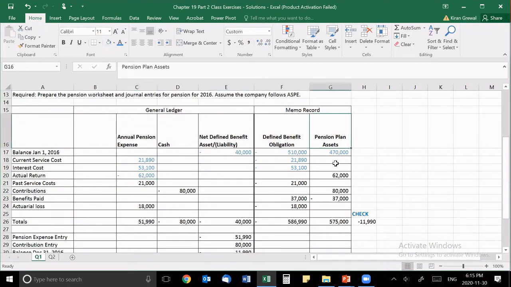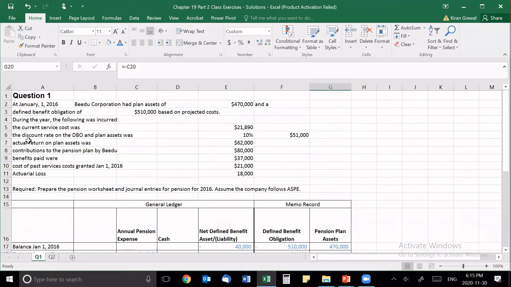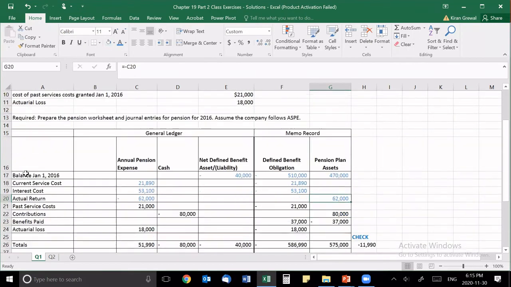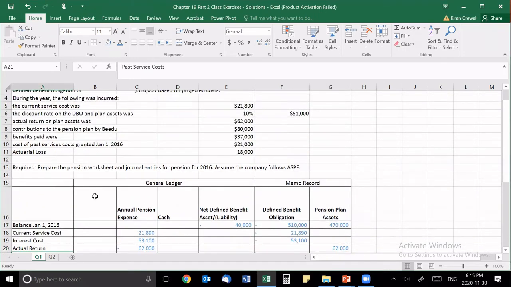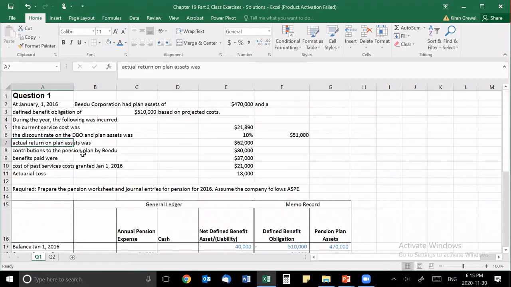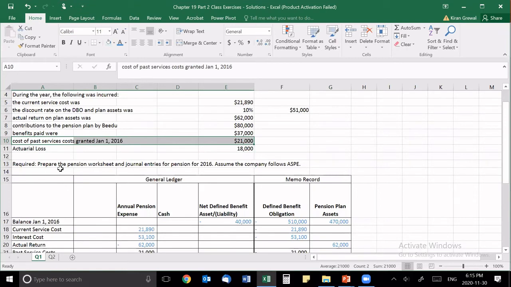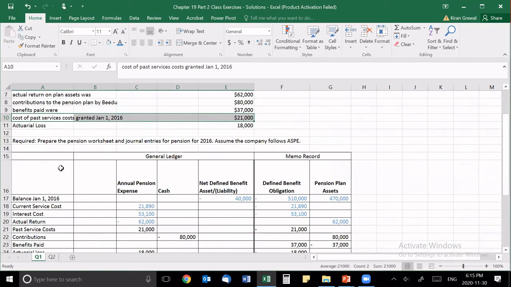So we go to our asset column and we're going to debit the $62,000. And then let's go to the next one. The next one on this list is your past service cost. So you can do this in any order. The next one here was the past service cost granted January 1st, 2016 of $21,000.